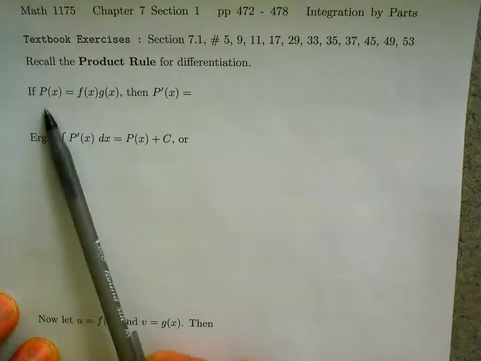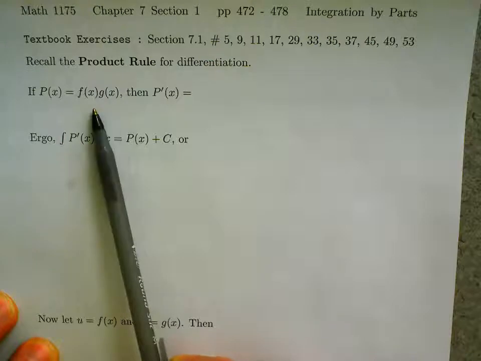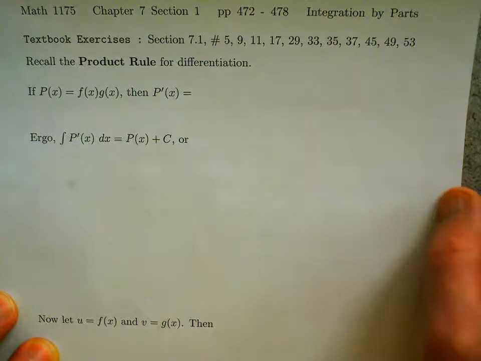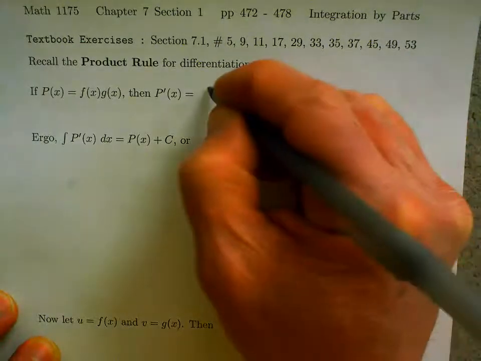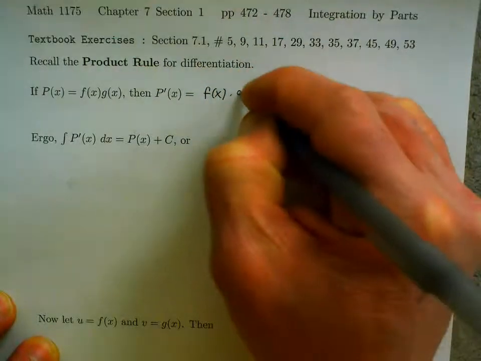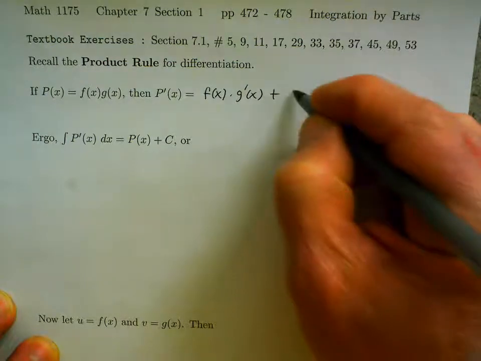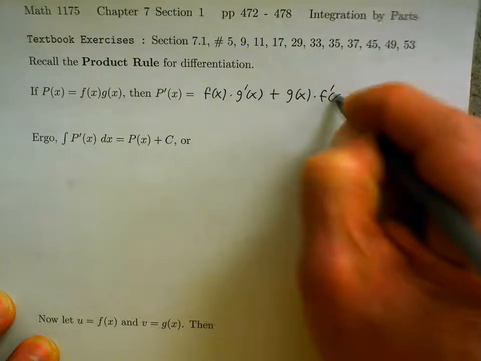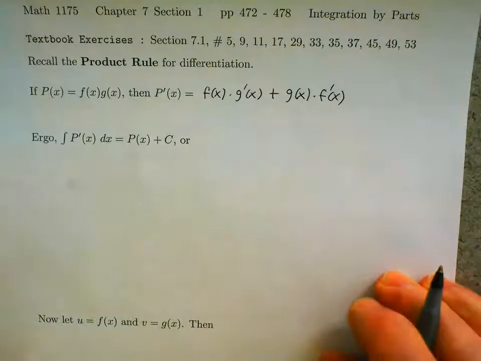If capital P of x is equal to f of x times g of x, so we have a product of two functions, then the derivative of capital P, P prime of x, we can write it as f of x times g prime of x plus g of x times f prime of x. That's one way to do it.